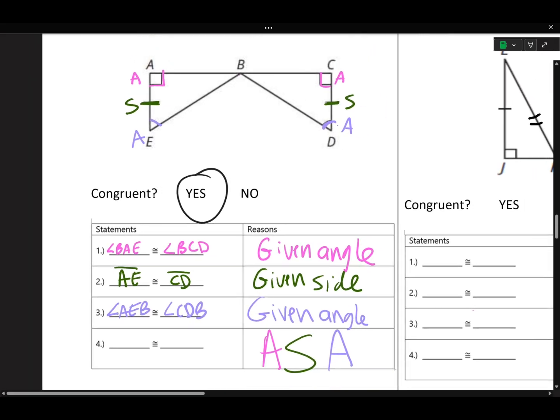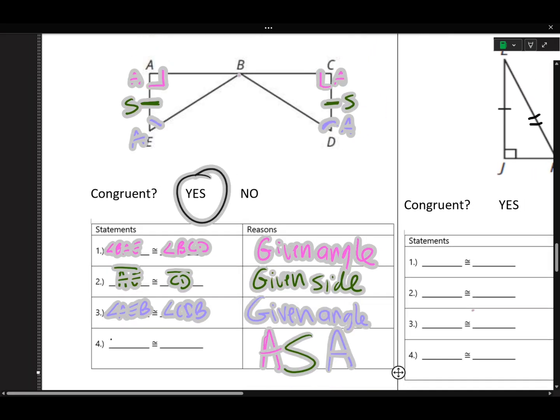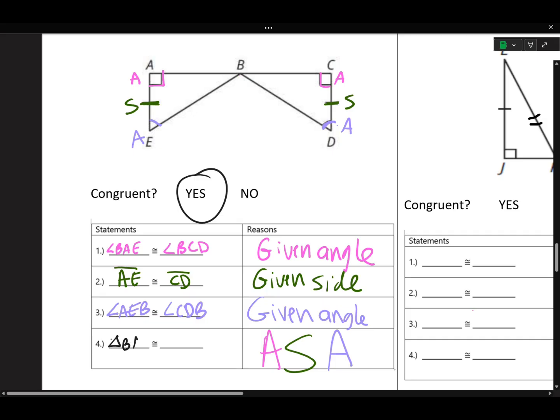Let's name this triangle on the left. I'm going to call it triangle BAE. And on the right, I'm going to call it triangle BCD. They are congruent by angle, side, angle.